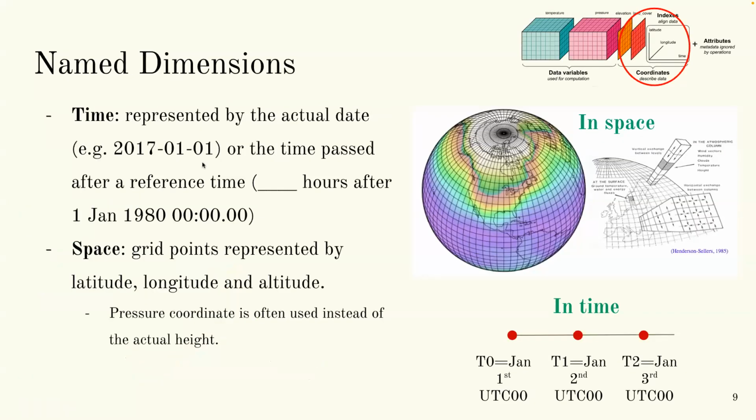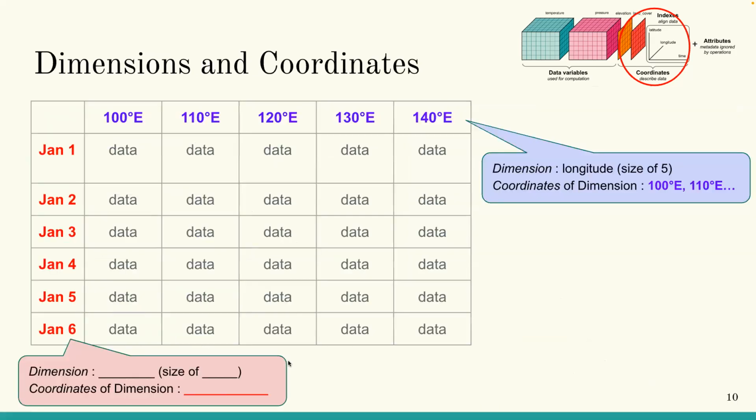The dimensions are named. It's got named dimensions, time and space. The name of the dimension for time is just time, right? For space it is latitude, longitude, and altitude, the height or the pressure. Different names. Here, I'm showing you a table giving you some idea of how your data can be stored according to the dimensions and coordinates.